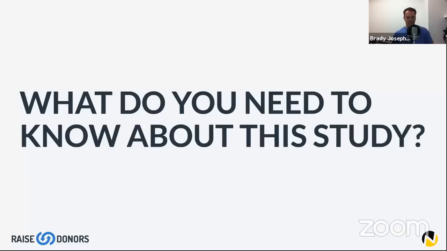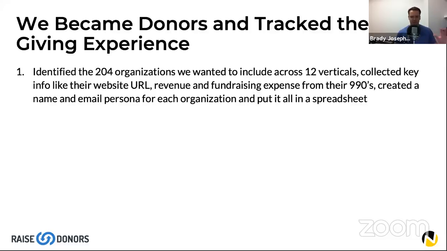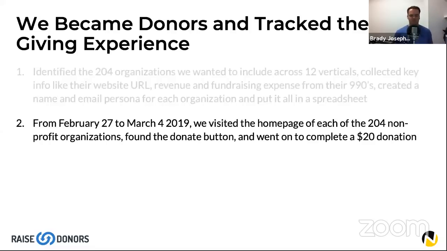So to just kind of tee up the study a little bit, we became a donor and tracked the giving experience. There are 204 organizations in here across 12 verticals. And then we captured how much their revenue was and how much they spent on fundraising to try to do another level of analysis. We made these donations over the course of a week at the end of February and early March, and made $20 donations. So key to know, it wasn't year end, it wasn't summer. It's kind of like early spring, late winter, I guess depends where you live.